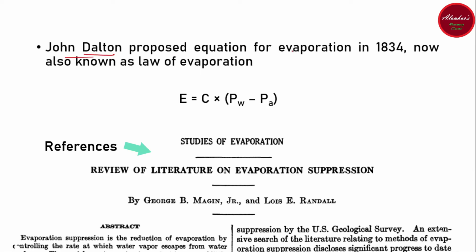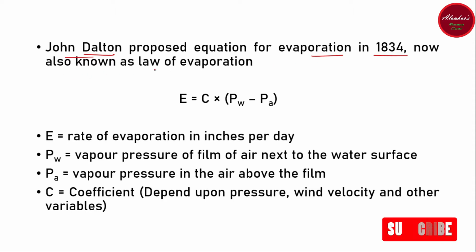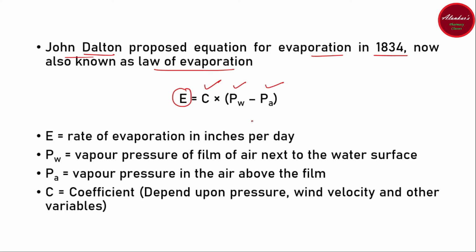John Dalton proposed the equation of evaporation in 1834, which is also known as the law of evaporation. According to him, the rate of evaporation, that is E, equals C, the coefficient, multiplied by Pw minus Pa. Now what is this Pw? Pw is the vapor pressure of the film of air next to the water surface, and Pa is the vapor pressure in the air above the film.